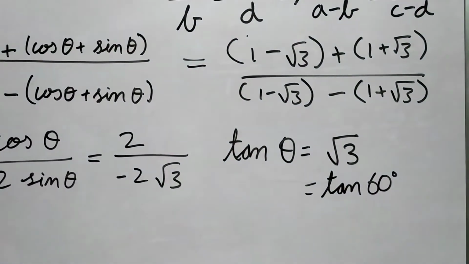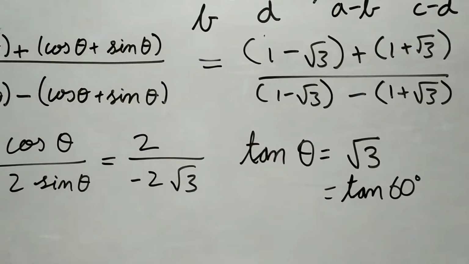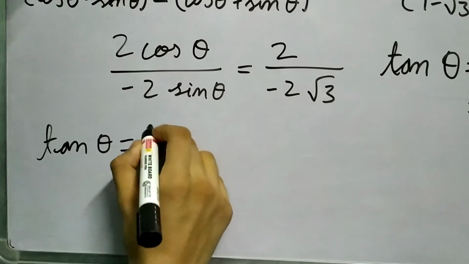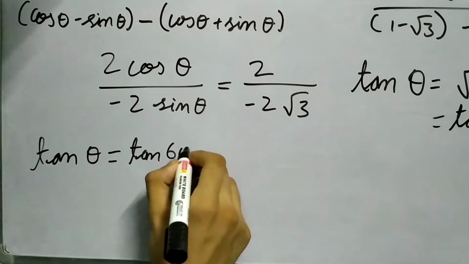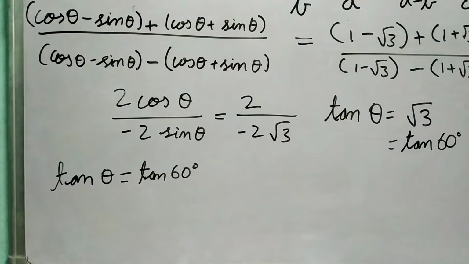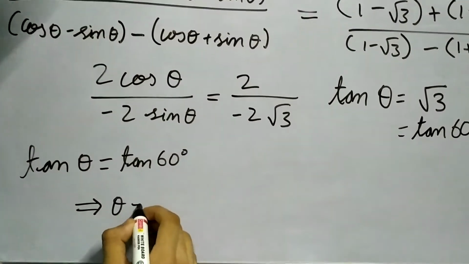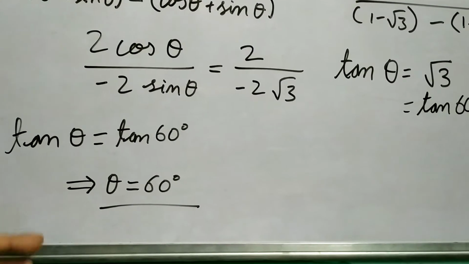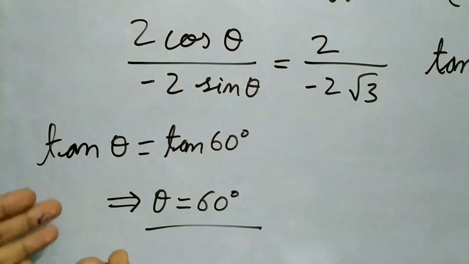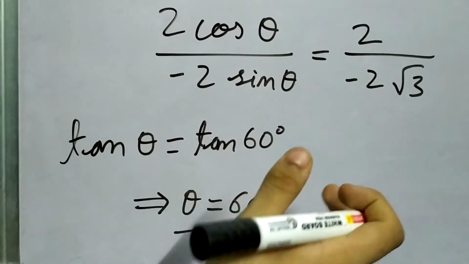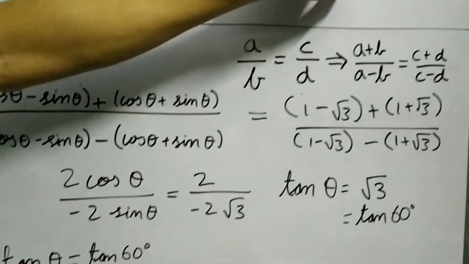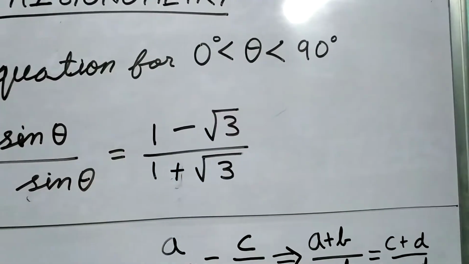tan 60 degree. And if you know, let me just write this down. So root 3 is nothing but tan 60 degree, so we can write tan theta equal to tan 60 degree. And the next obvious step might be which gives theta as 60 degree, right? Because if two tan are equal, the theta must be equal. Now this is our answer for theta, which lies between 0 and 90 degree.